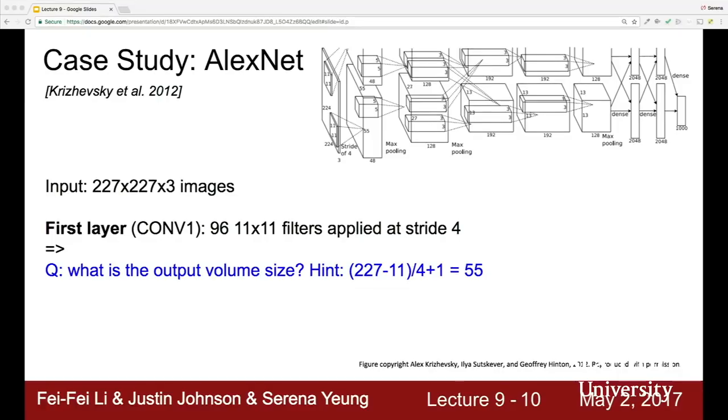So let's first get a sense of the sizes involved in AlexNet. Right, so if we look at the input to AlexNet, this was trained on ImageNet with inputs that are size 227 by 227 by 3 images. And if we look at this first layer, which is a conv layer, for AlexNet, it's 11 by 11 filters, 96 of these applied at stride 4. So let's just think about this for a moment. What's the output volume size of this first layer? And there's a hint.